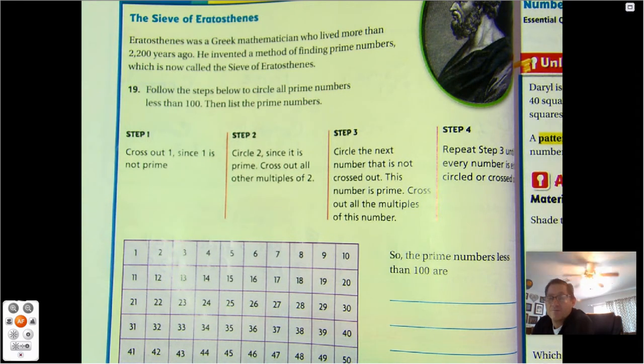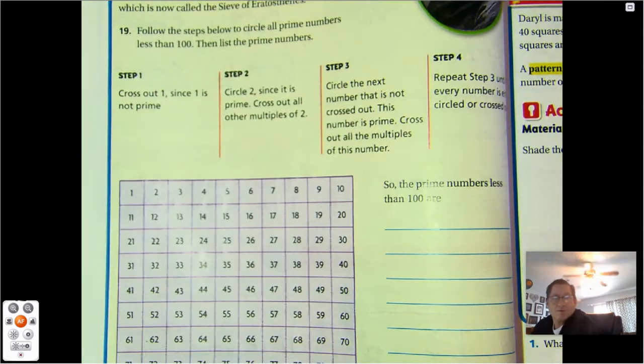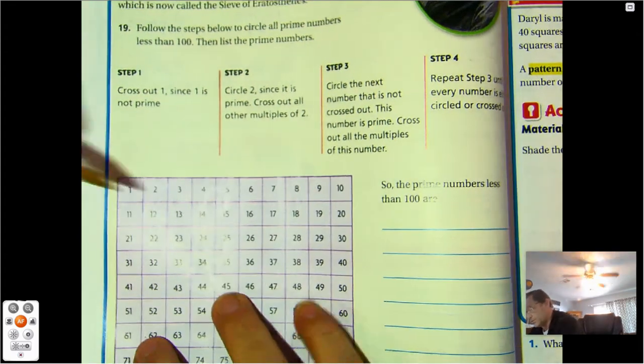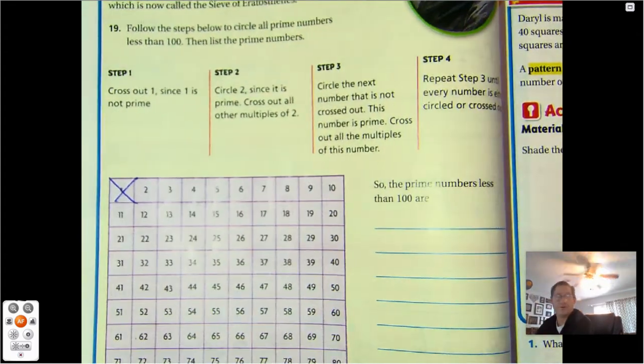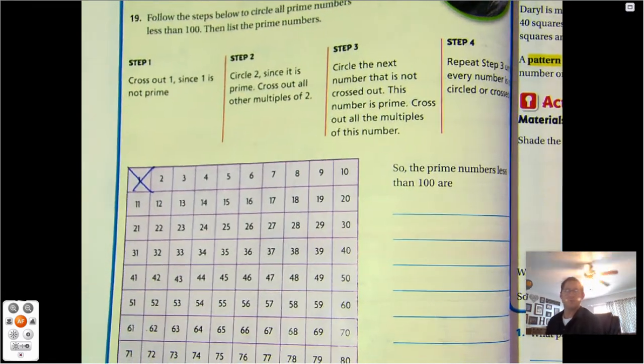All right. Cross out 1, since 1 is not prime. That's true. Okay, so let's cross out 1. 1 is neither prime nor composite. Circle 2, since it is prime. Cross out all the other multiples of 2.